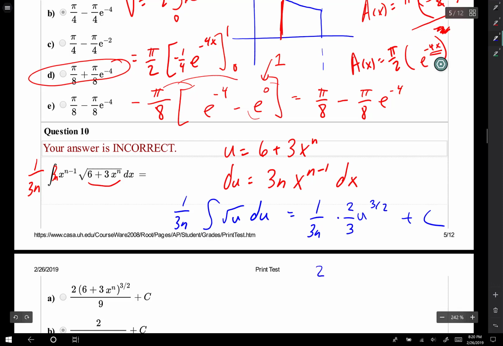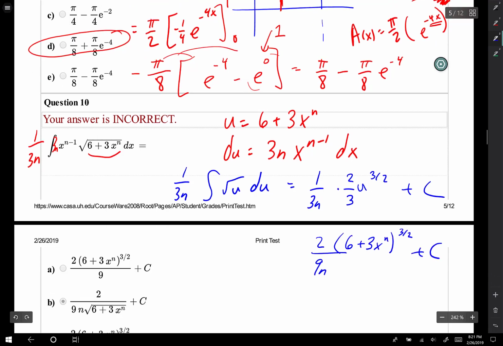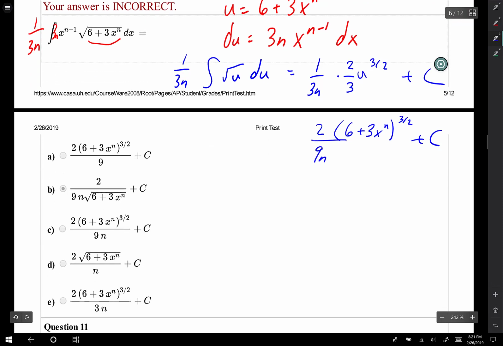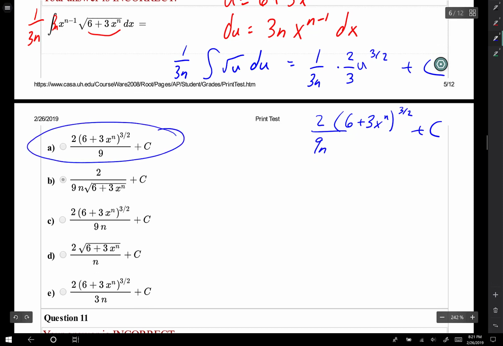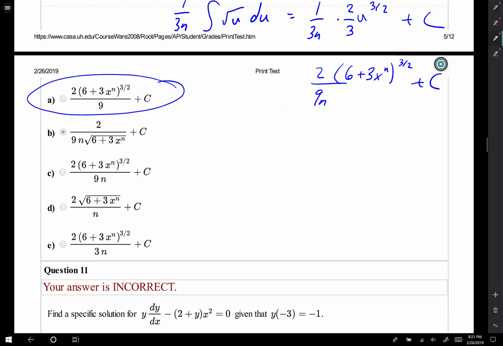So let's see, 2 over 9n, and then in parentheses, 6 plus 3x to the n, close it, to the 3/2 plus c. So let's look for that. Is it this first one right here? It looks like it is. Let's make sure. Nope, it's not that one. There's no n there. That one.